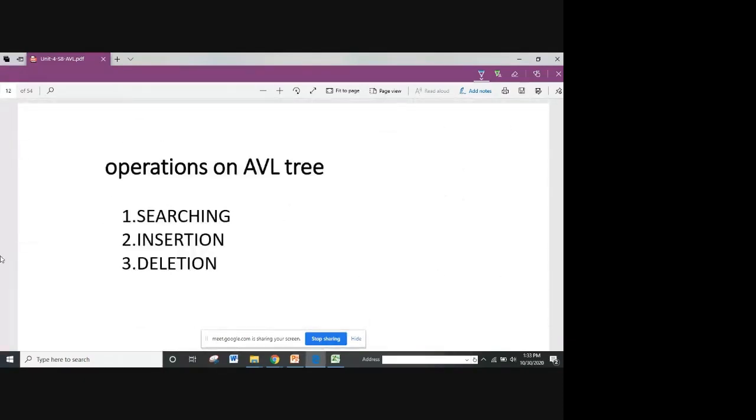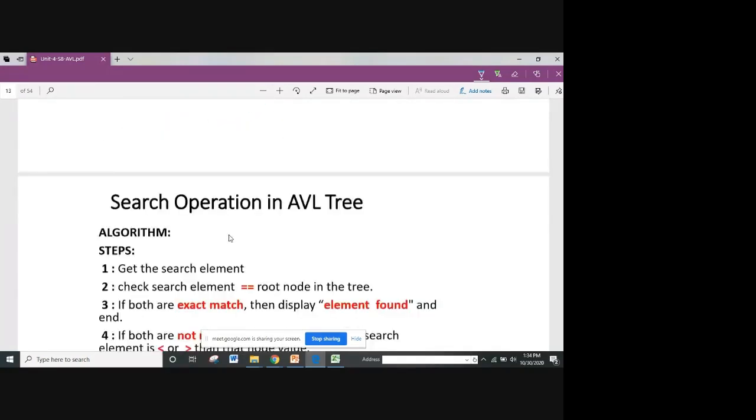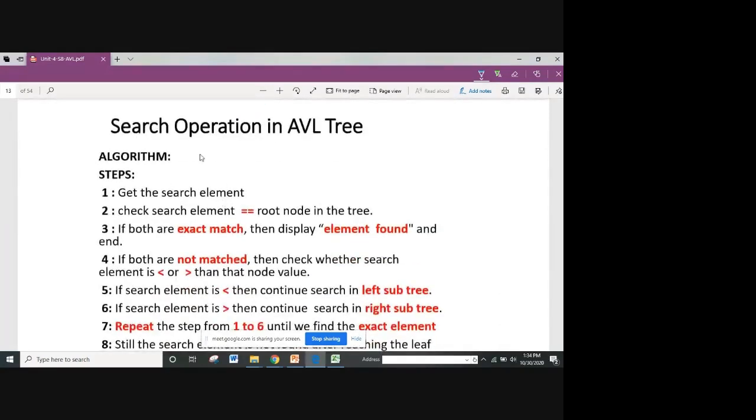Now what are the operations? Operations you can always do: searching, insertion, deletion. Normally in all data structure concepts we do this. So the search operation. Normally when you want a search operation, the normal procedure is you check whether the particular search element, starting from your root node, is equal or not. If both are an exact match, you can tell that it is found.